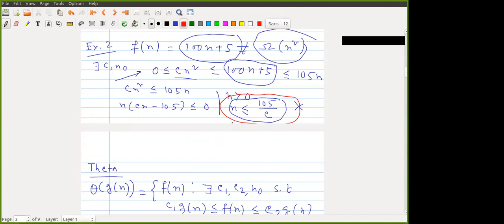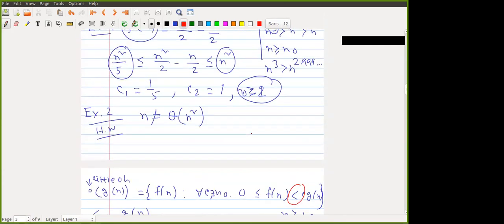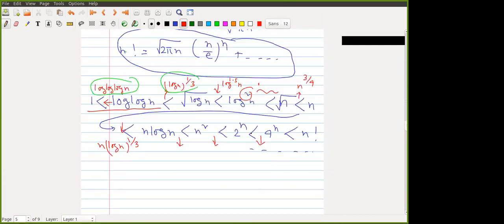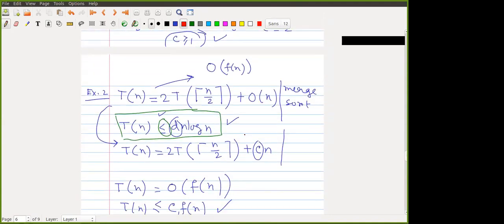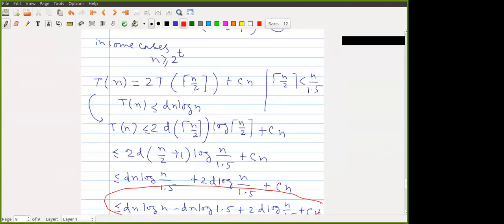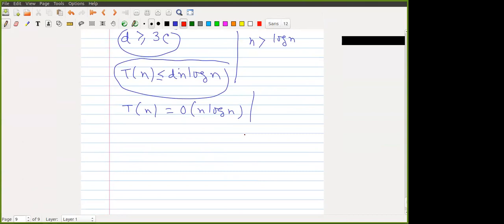So what was the issue that 100n plus 5 is not omega n square? The contradiction came that n cannot be upper bounded by some constant. So whenever we do this kind of calculation, it's very important to put these constants. Okay.